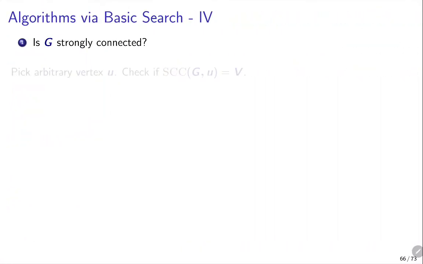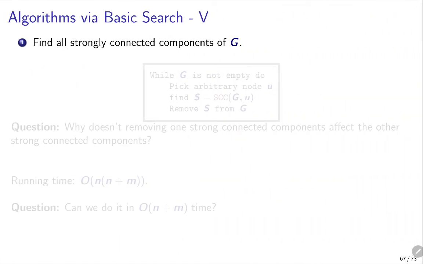Okay, if a graph is strongly connected, well, just pick a vertex in the graph, compute its strong connected component. We now know how to do it in linear time. We just verify it contains all the vertices in the graph. So this is O of n plus m.